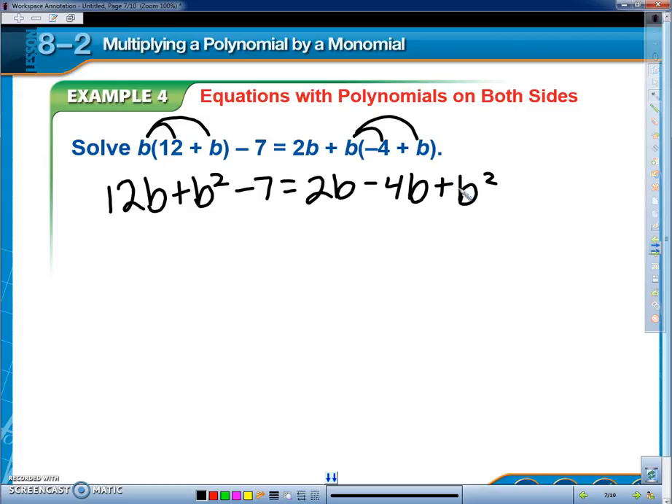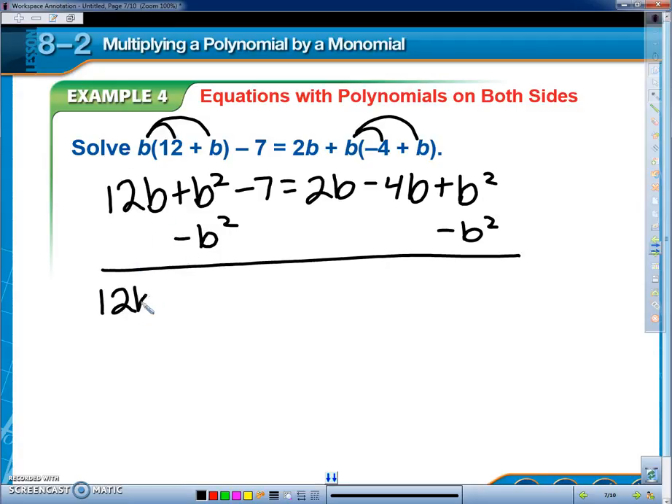And the first thing, I'm going to move this b squared over to this side. And I'm going to go minus b squared. And I'm going to find where its like term is, and I'm going to put under it minus b squared. Draw a nice straight line under it for an equal sign. 12b, nothing happened to it, so I'm bringing it straight down. B squared minus b squared is 0, so it's gone. Negative 7 minus 7 right there.